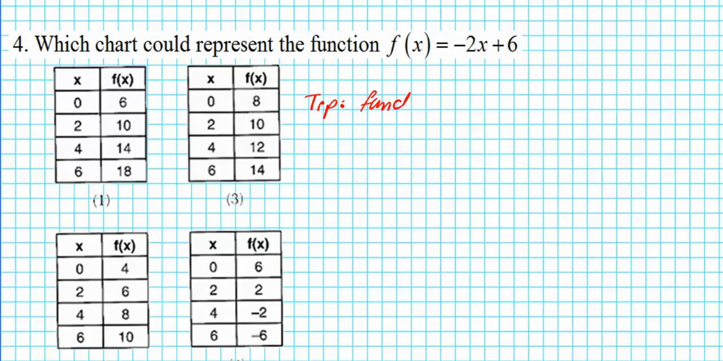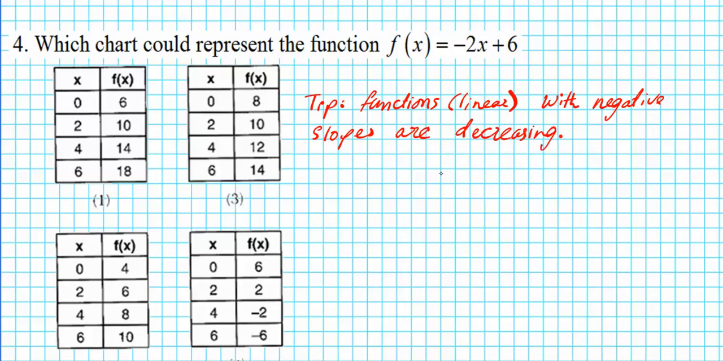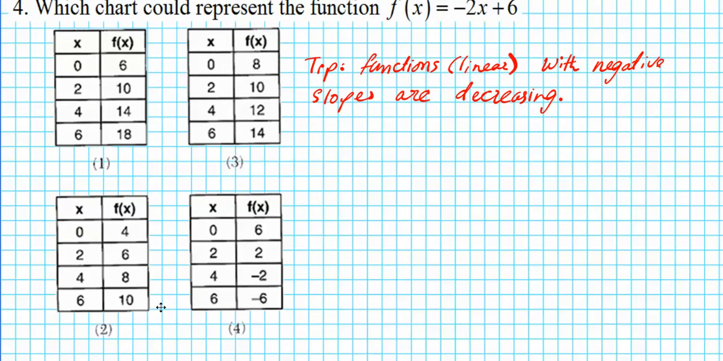Linear functions with negative slopes are decreasing functions, okay? They're decreasing functions. So our output should be decreasing, okay? So if you take a look at the options 1, 2, 3, 4, look at the outputs. What on earth is the output? I'm talking about f of x. Take a look at the f of x values. Which ones are going down?